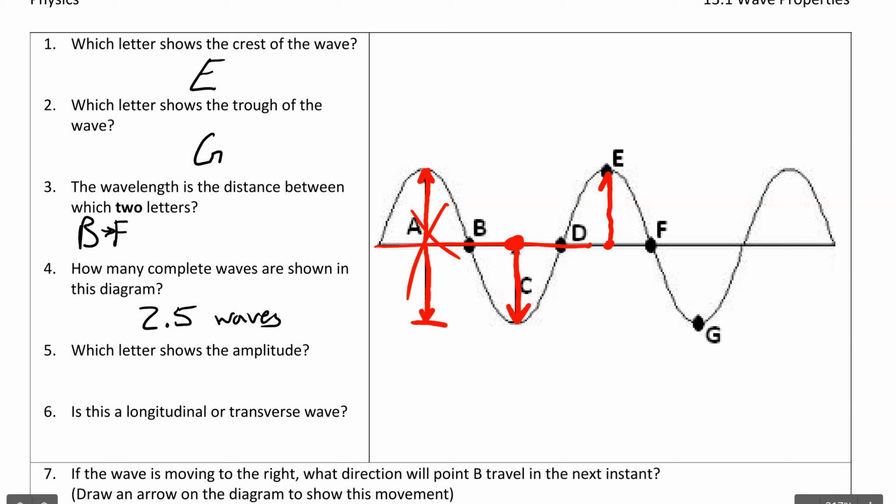So this is also the amplitude. This is also the amplitude. It's always drawn from the equilibrium position. So let me erase this other mess.